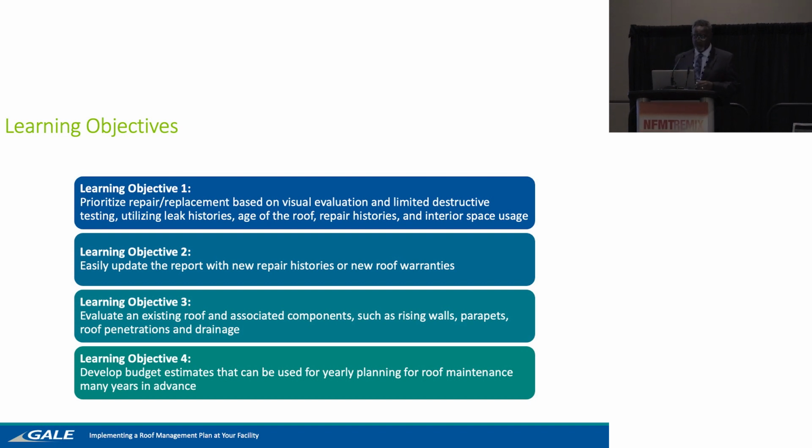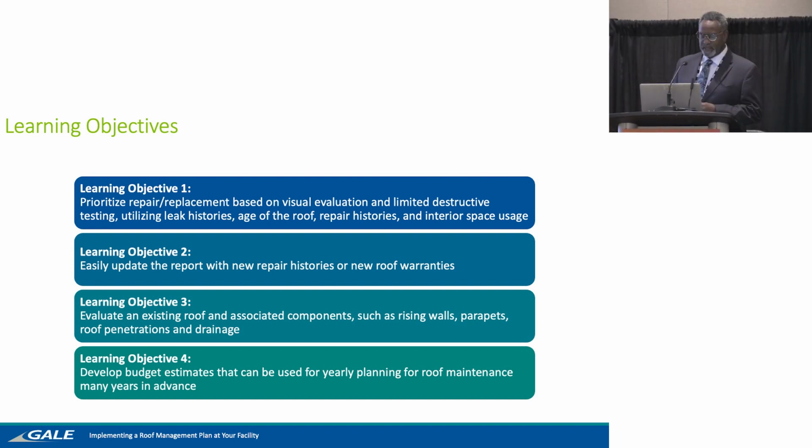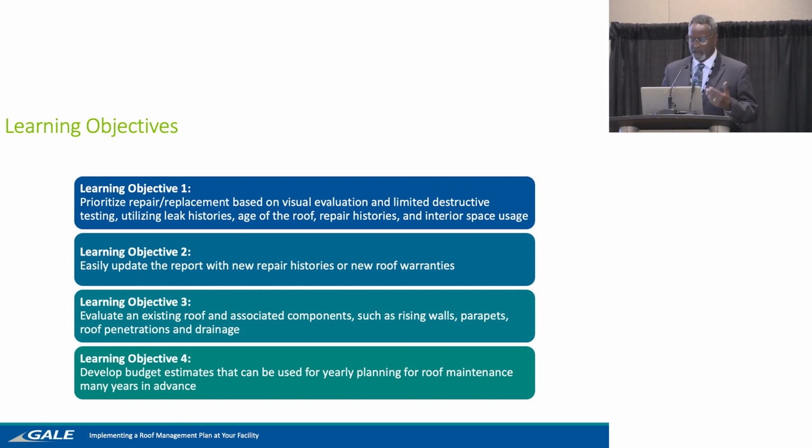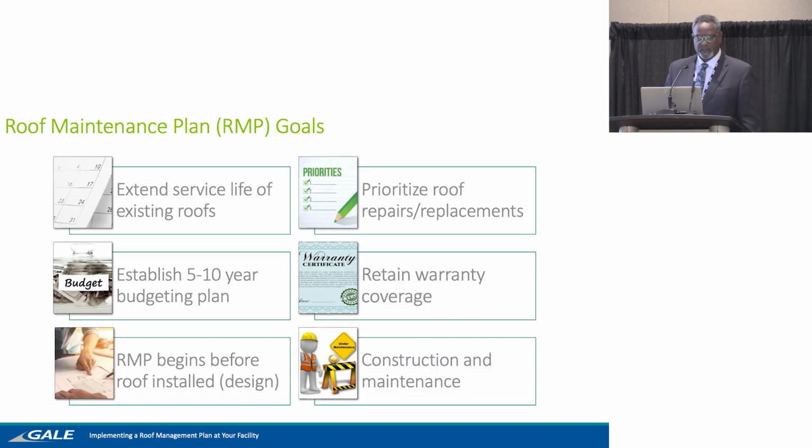Learning objective number 2, be able to easily update reports with new repair histories for your roof management plan, along with roof warranties as well. And number 3, evaluate existing roofs, associated components, such as rising walls, parapets, roof penetrations, drainage, etc. And then the last learning objective we want to cover is to be able to develop budget estimates that can be used for yearly planning on a 5 or 10 year basis. So that's what we're going to try to cover this morning.